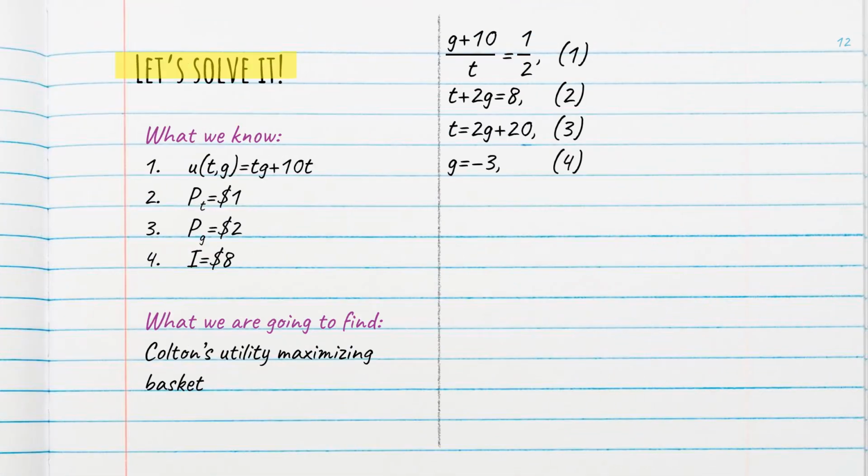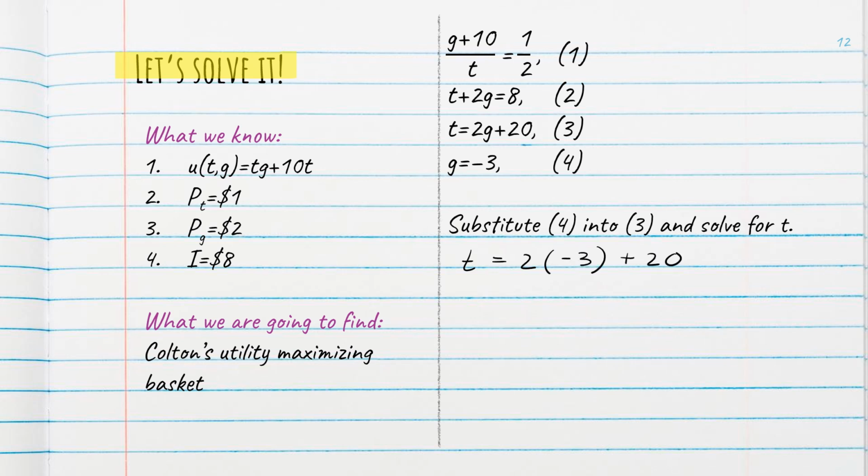I'm now going to proceed as if I don't suspect anything is wrong. So we're going to take equation 4, that G is equal to negative 3, and substitute it into equation 3 and solve for T. So T is equal to 2 times negative 3 plus 20. So that's 20 minus 6, and 20 minus 6 is 14. So under the assumption that G is negative 3, T is 14. Now, obviously this is not the correct solution. Let's talk about why.